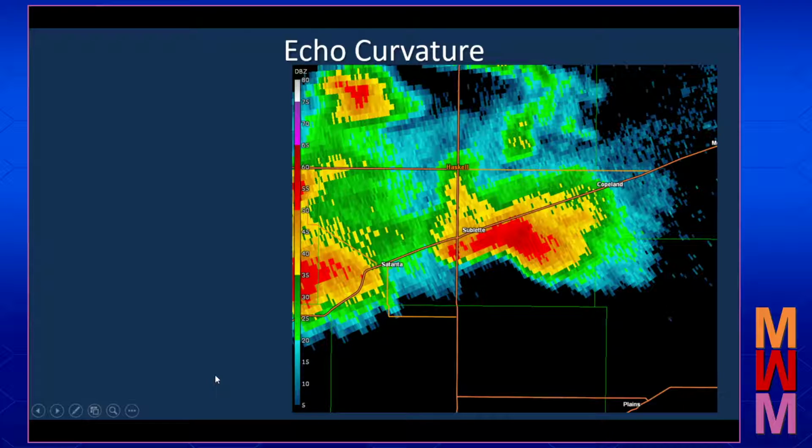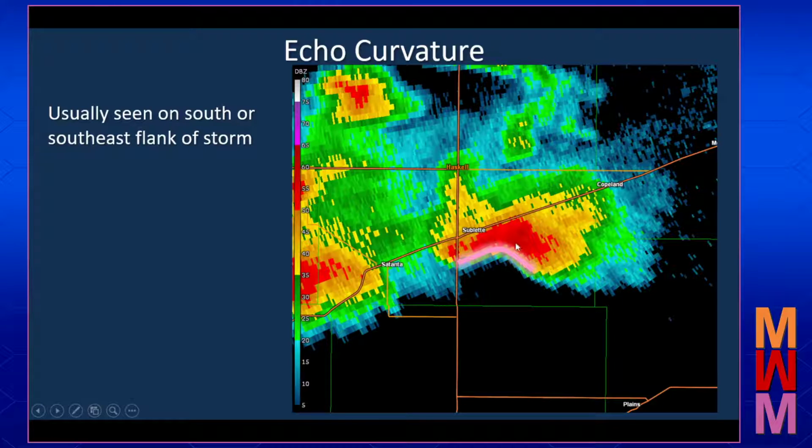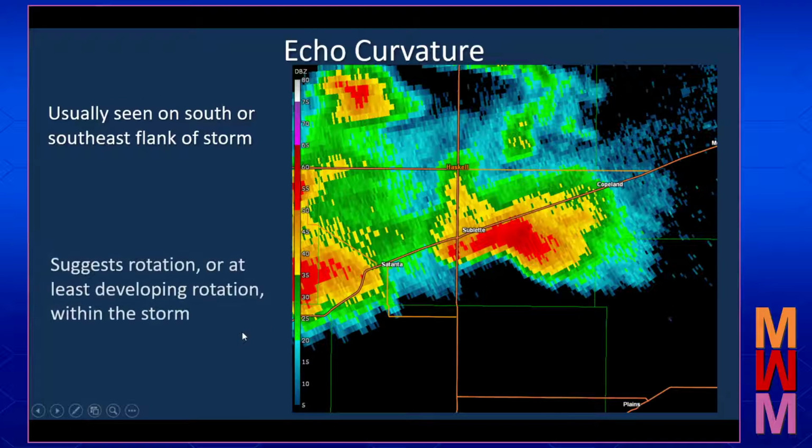If we see a curvature to the storm's echo on the south or southeast flank of the storm, sort of the kidney bean shape like we see with this particular storm, another sign suggesting potential storm strength or severity. This echo curvature may suggest that there is some rotation present within the storm, or at least some developing rotation that's trying to get going within the storm.